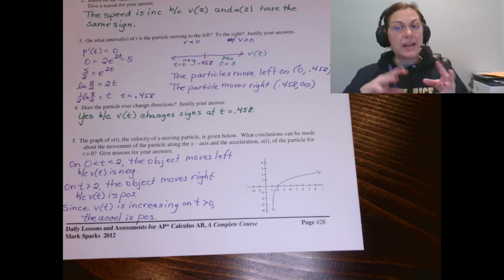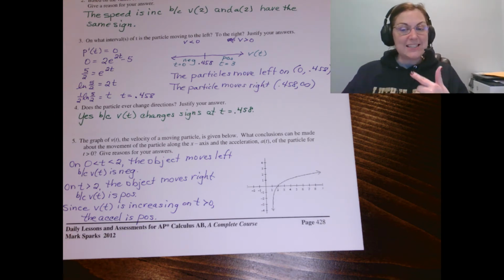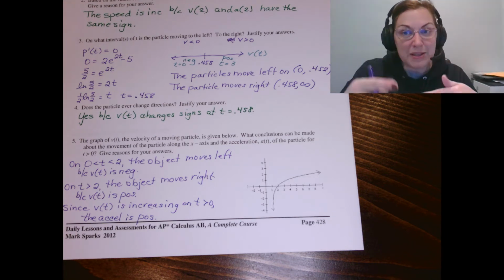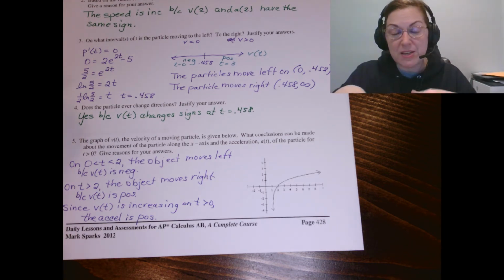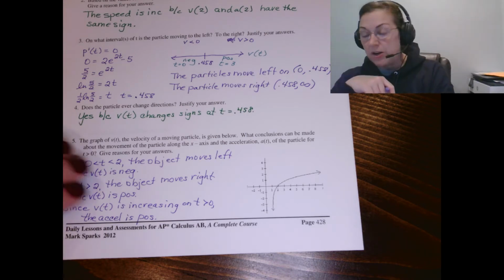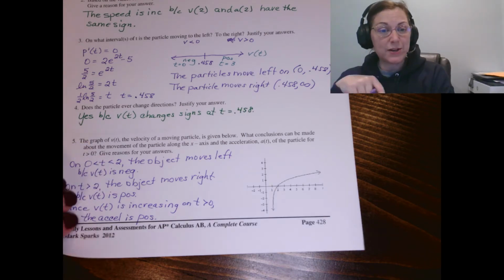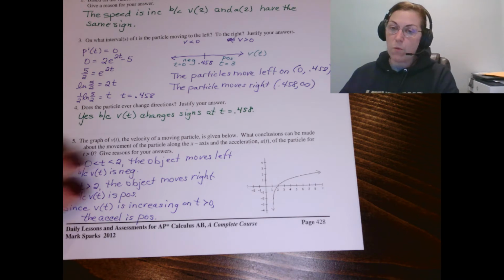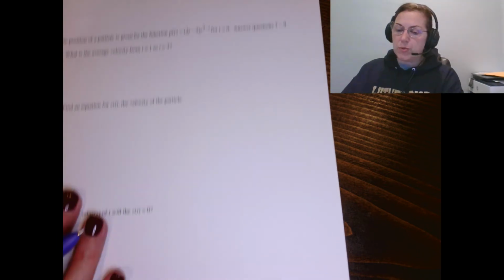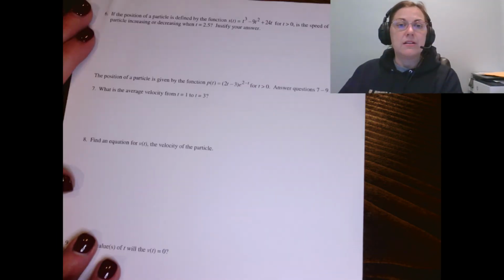So see how I can look at the velocity graph and I can tell things about the position and I can tell things about the acceleration. That's why more times than not, the velocity graph is the graph that is given on the AP exam because we can ask you questions both ways, ask you about the position, ask you about the acceleration. All right, let's keep going. We're doing great. The next one, let's see.